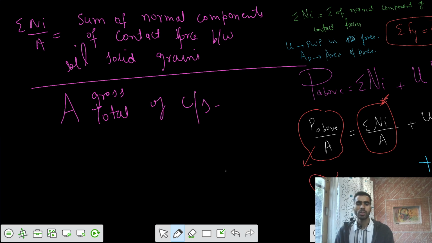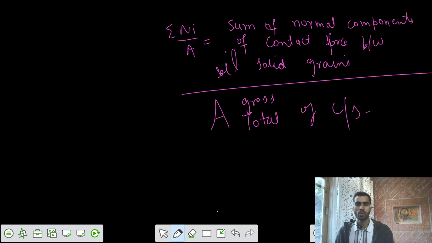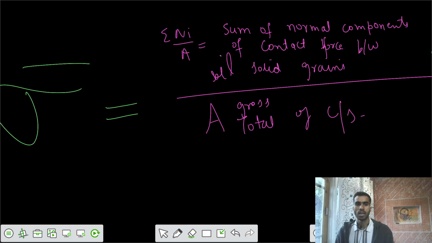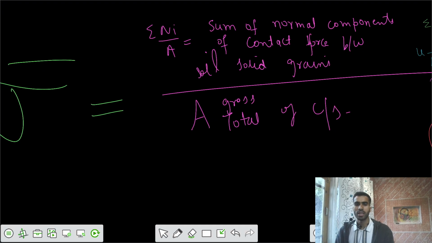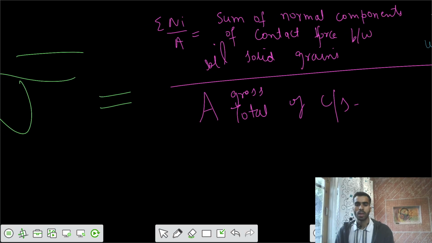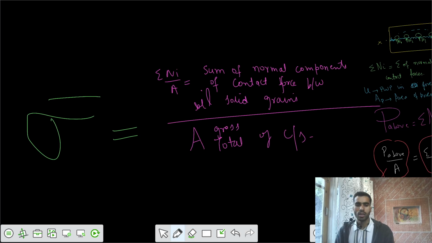This we are going to call effective stress. So this is the definition of effective stress: the sum of the normal components of the contact forces between the soil solid grains divided by the gross area of the cross section. We say this is non-measurable. We can't measure it, so this is not a physical parameter, because you can't say what the contact force is, or how much force there is in the normal component of those forces.